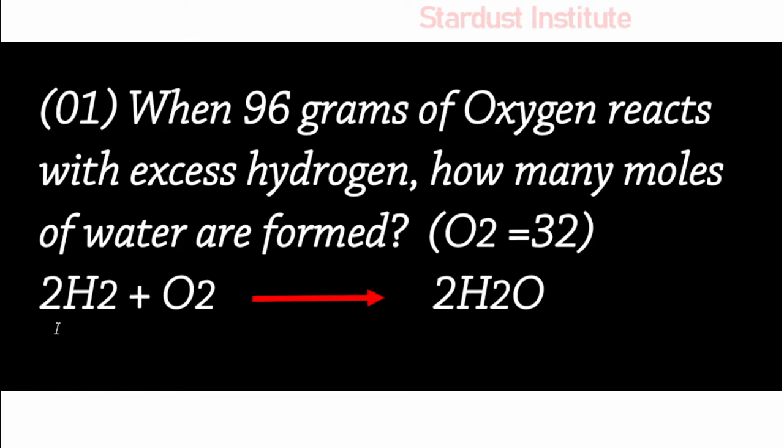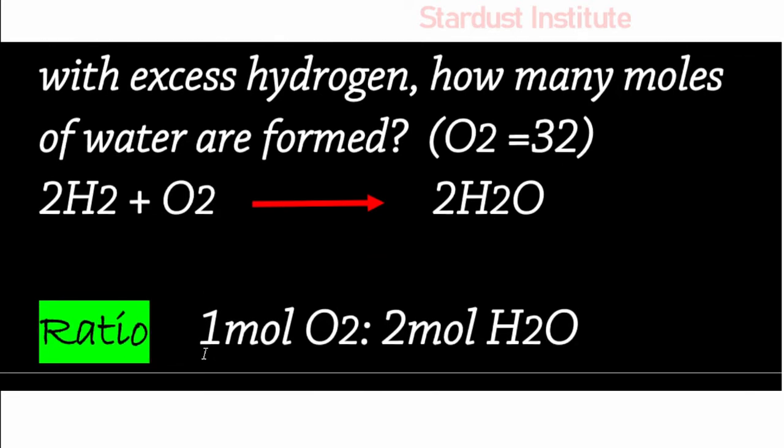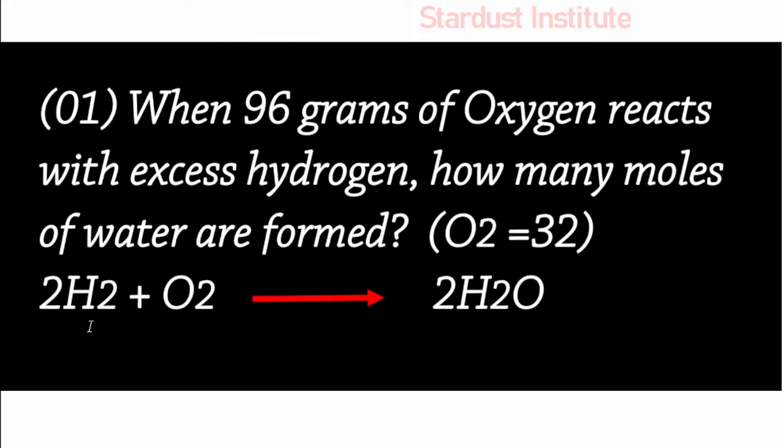This is the equation. 2H2 plus O2, we get 2H2O. On the left hand side 4H, on the right hand side also 4H. On the left hand side O2, 1 O2. On the right hand side 1 O2. Equation is balanced. We know the ratio: 1 mole O2 to 2 moles H2O. With hydrogen, 1 mole O2 can produce 2 moles of H2O.